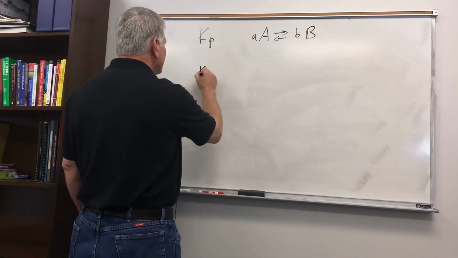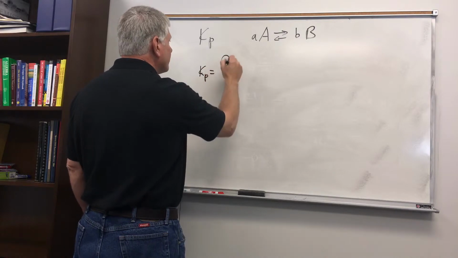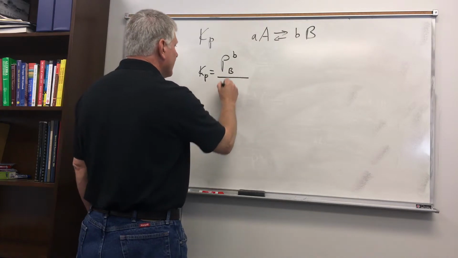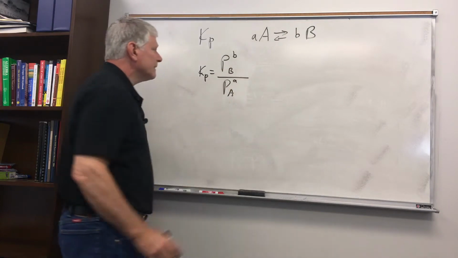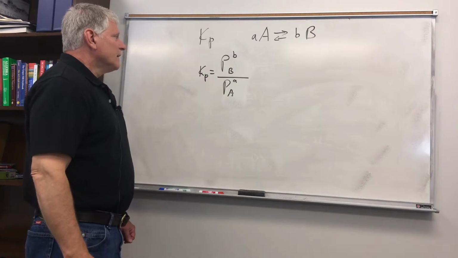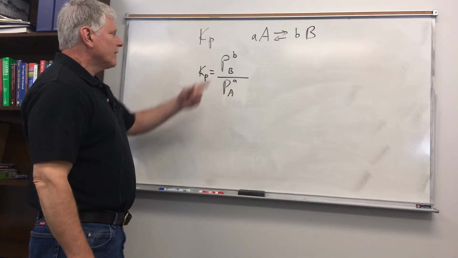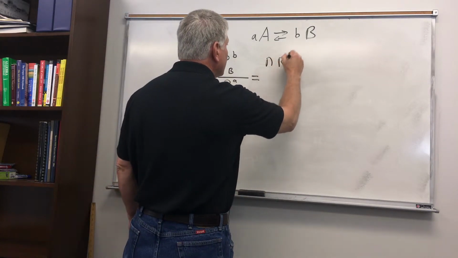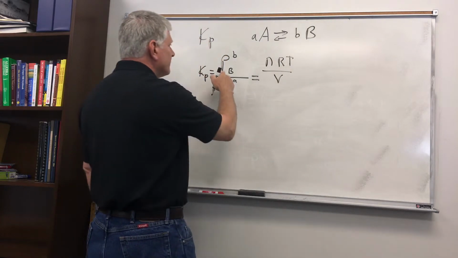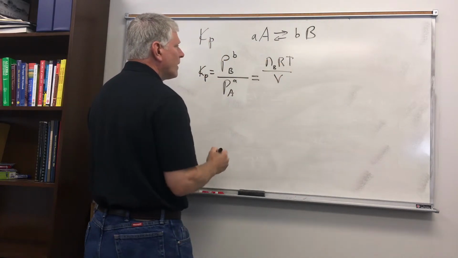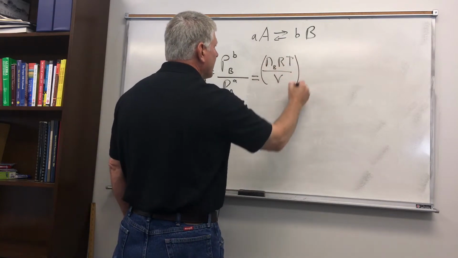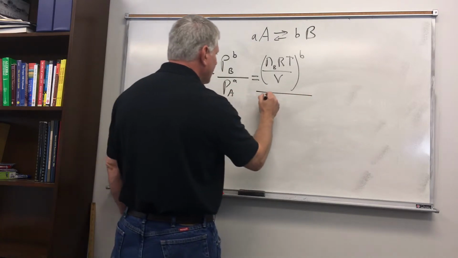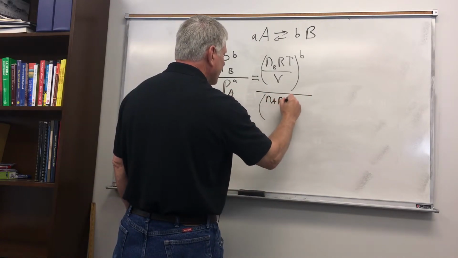So we can write the equilibrium constant in terms of pressure as the pressure of the product, B, raised to its stoichiometric coefficient, divided by the pressure of the reactant, raised to its coefficient. So these are pressures. I'll use the ideal gas law. I can write pressure as nRT over V. So this is the number of moles of product B, and I'm raising all this to the B power. And then I have the same thing for reactant A, which I'll write in terms of the ideal gas law.